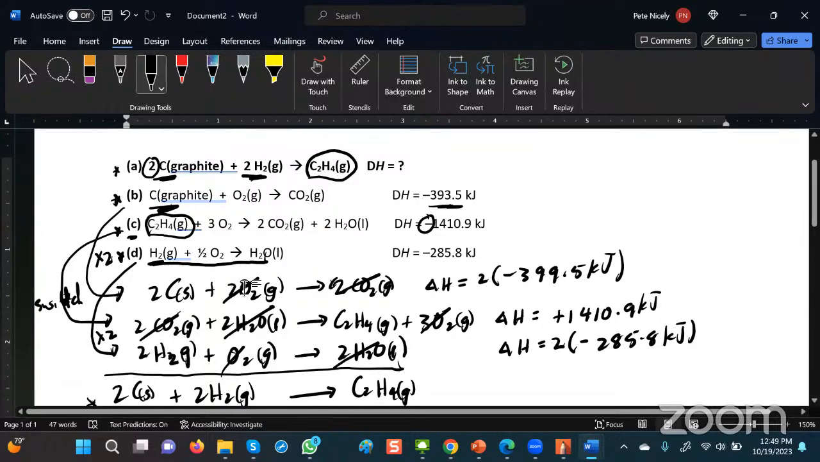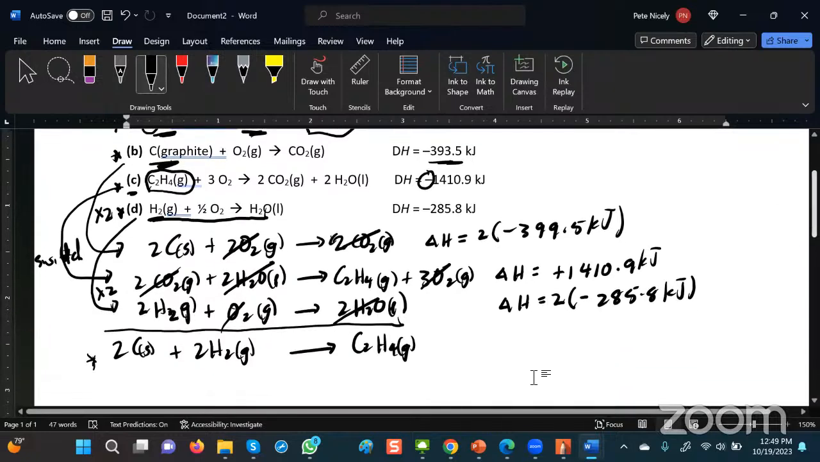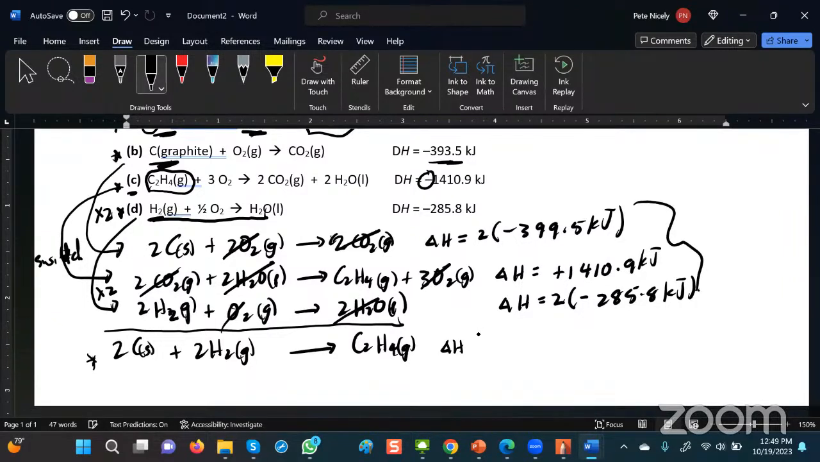Exactly. That's how you have to work towards getting the equation that you're trying to find the delta H value for. So what does that mean for the delta H value for this equation? That delta H value here would be the sum of all of these right here. So let's do the number crunching.